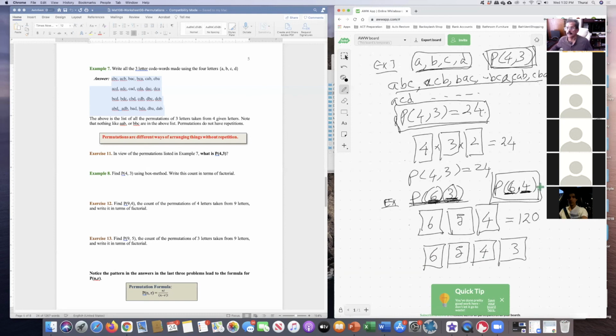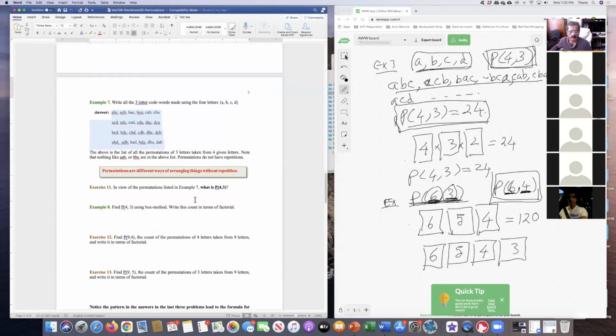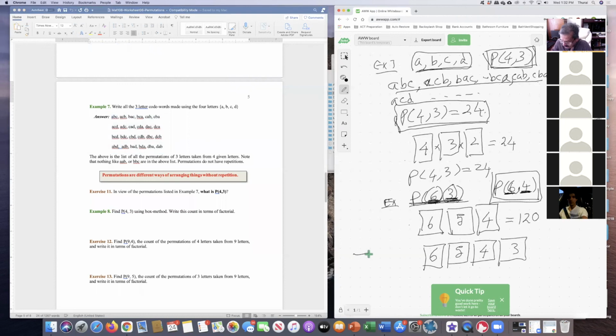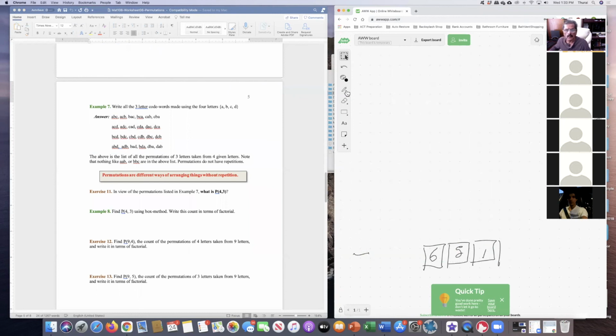Okay, so exercise 13, let's quickly finish that and we'll be done. Exercise 13 says find P(9,5). How many boxes should I draw? 5. 5 boxes. Okay, so I need to make 5 boxes, and then what are the numbers to go in the boxes? 9, 8, 7, 6, 5. Right. And multiply them, that'll be your answer. The value of P(9,5) is equal to the product of these.